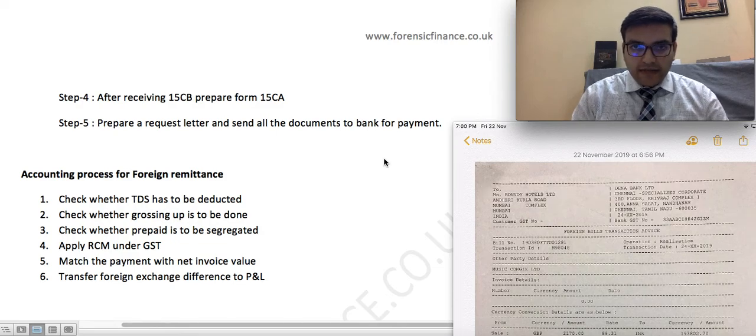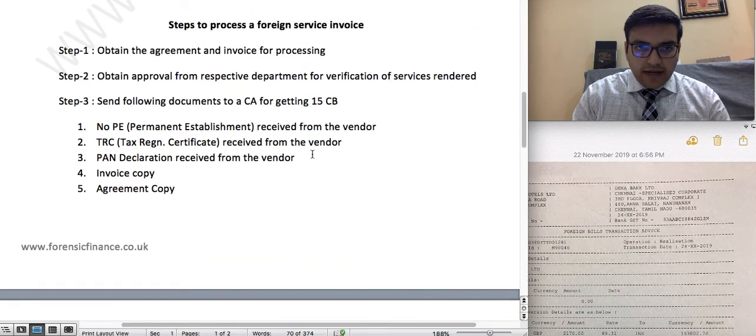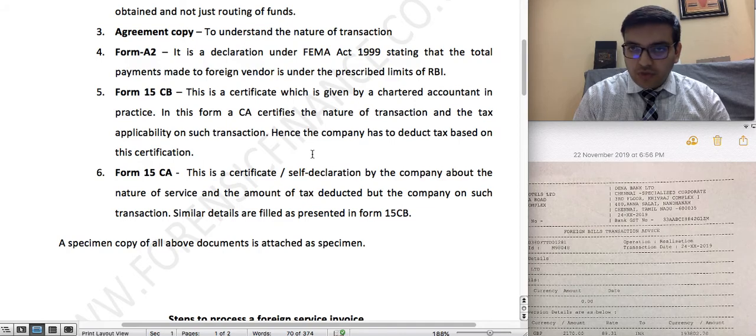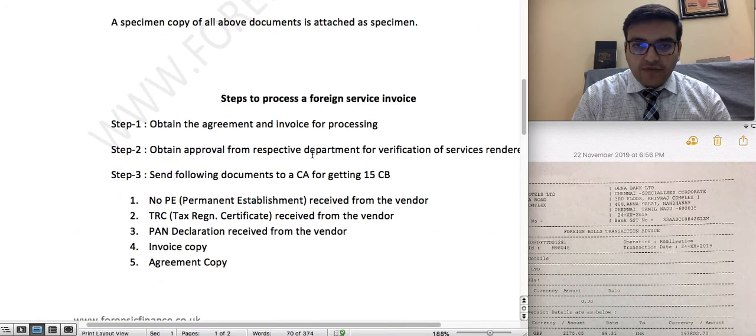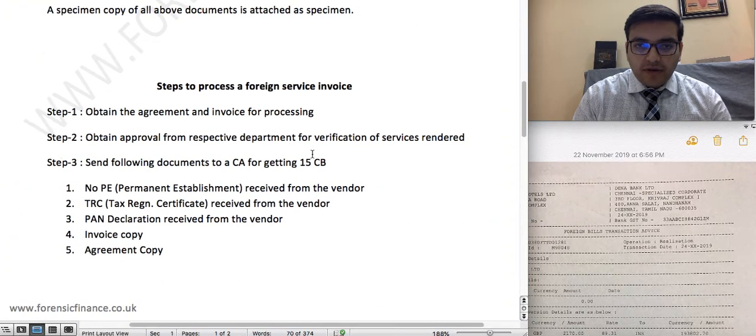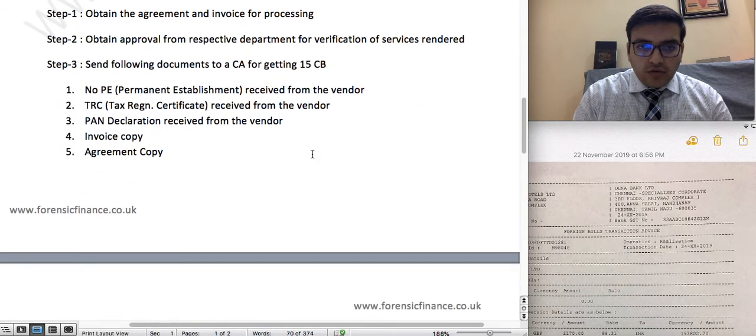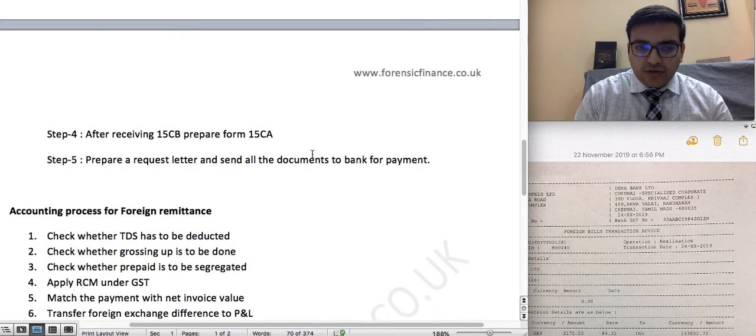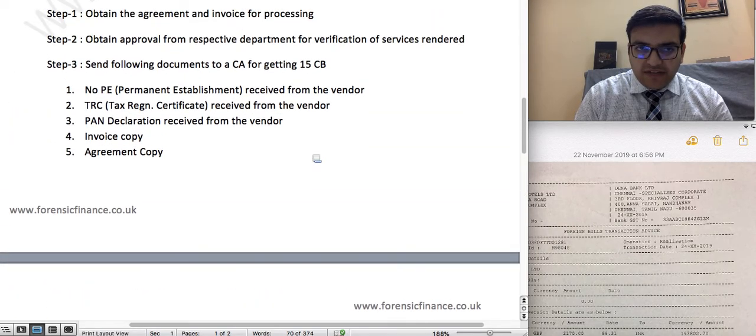Okay, so welcome back. Now we were discussing this foreign payment, and we have discussed some steps in foreign remittance that you need to follow before making a foreign remittance. We have discussed the documents you need and the steps you have to follow before making a foreign payment.